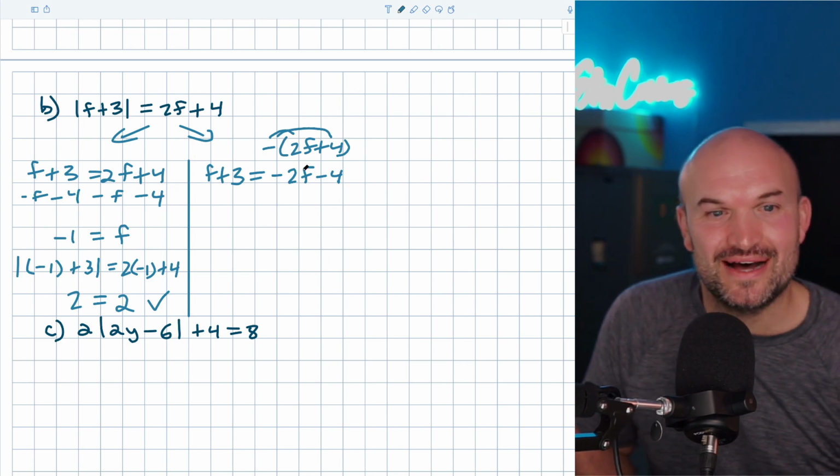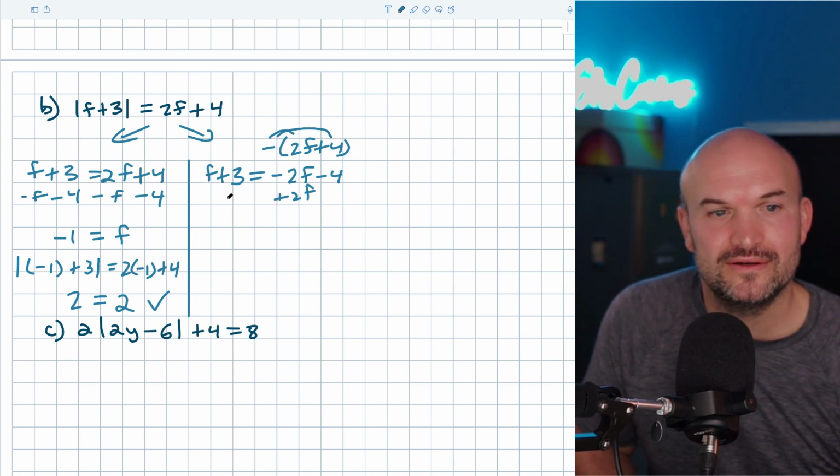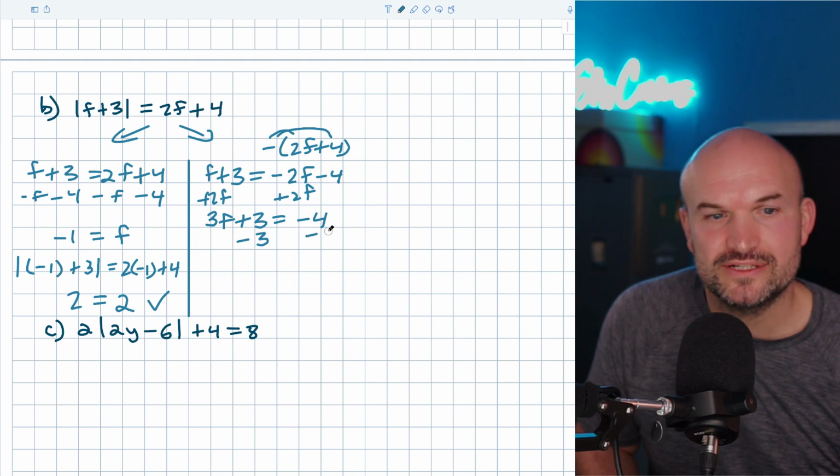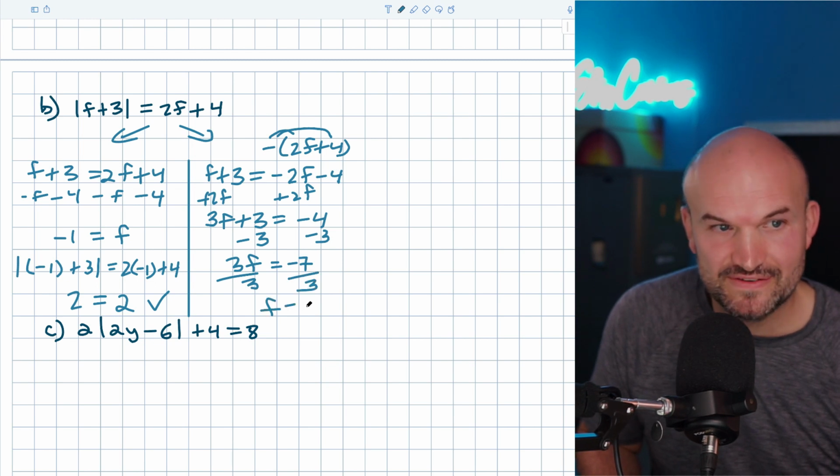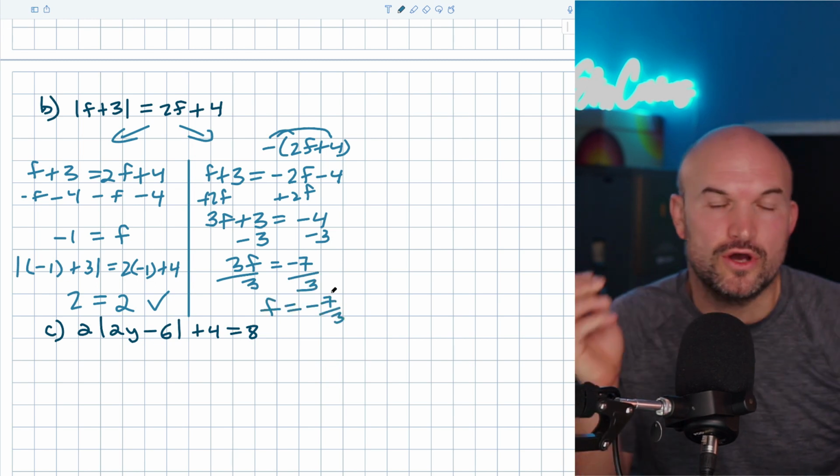All right, so on this one here, let's add a 2f. So I get 3f plus 3 is equal to a negative 4. Subtract a 3, I get 3f is equal to a negative 7. Divide by 3. f is equal to a negative 7/3.